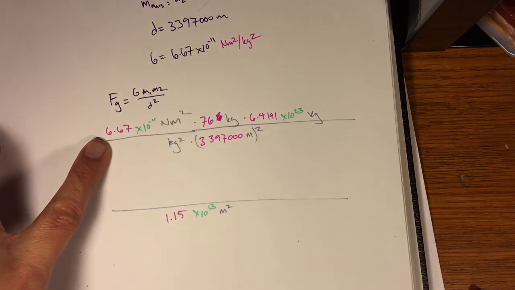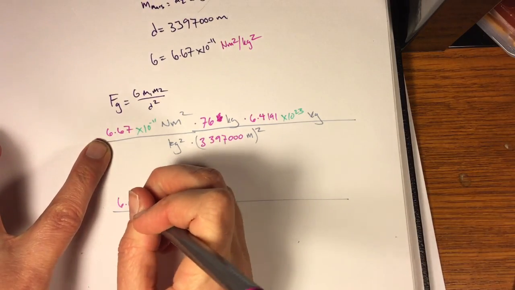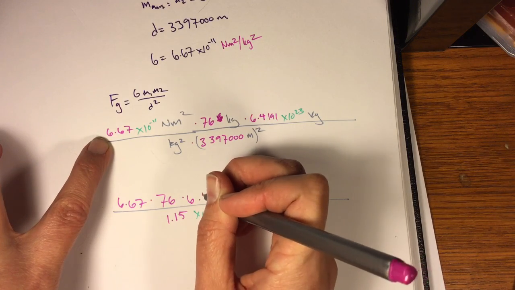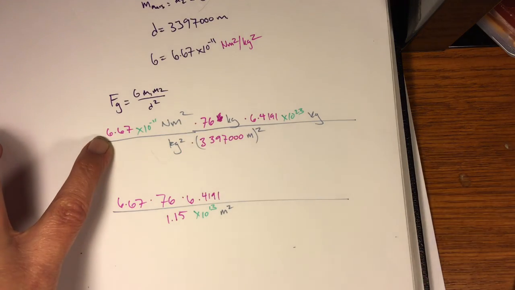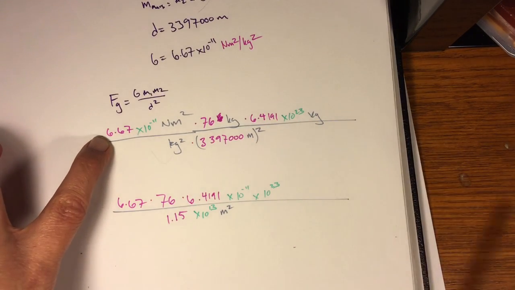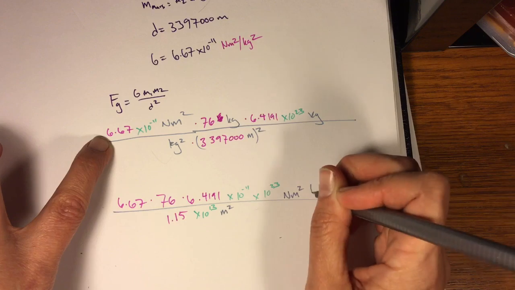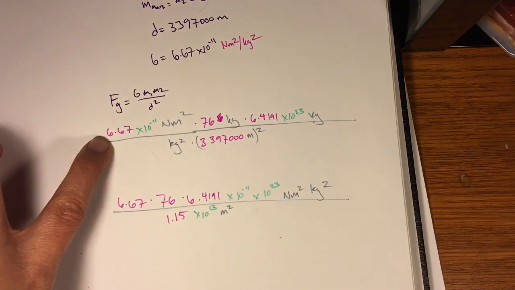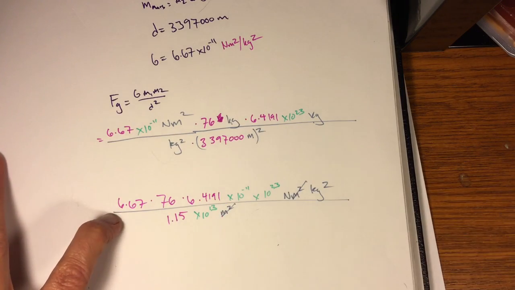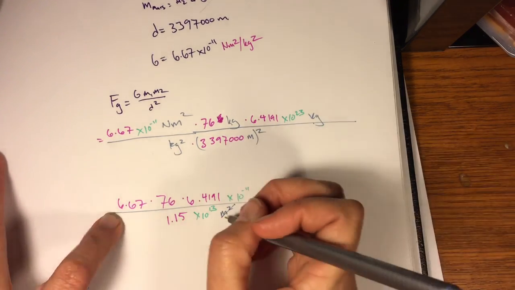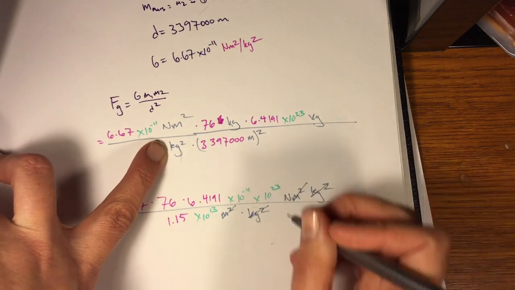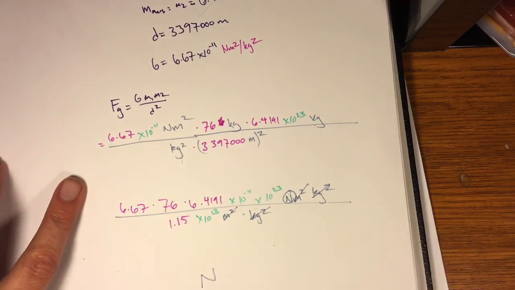I'm going to rearrange. So I have 6.67 times 76 times 6.4191, and then times 10 to the negative 11th times 10 to the 23rd. Unit-wise, I have Newton meters squared per kilogram squared, because I'm going to do kilogram times kilogram. Let's make sure things cancel. My meters cancel. Where did my kilogram? Oh, I forgot to continue this down. Okay, so kilograms squared. Boom, boom. And I'm left just with newtons, so there is my unit.